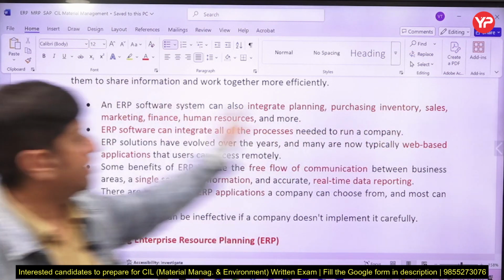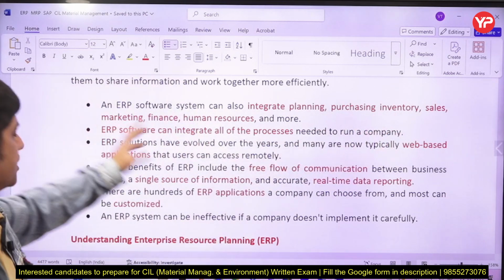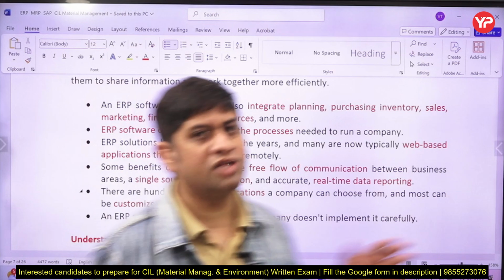So handling inventory, this is the ERP module. Sales, marketing, ERP module. Finance, ERP module. Human resource, ERP module. So it can integrate all the processes which are required to run a company. Obviously the ERP solution is web based, cloud based, जो मैं आपको बताऊंगा अभी, cloud based भी होता है. तो बेसिकली रिमोटली क्लाउड बेस्ड, मतलब कोई भी चीज क्लाउड पे मतलब आप रिमोटली you can access it.